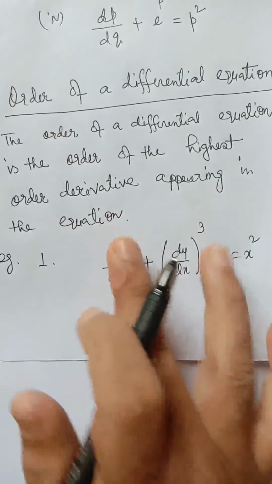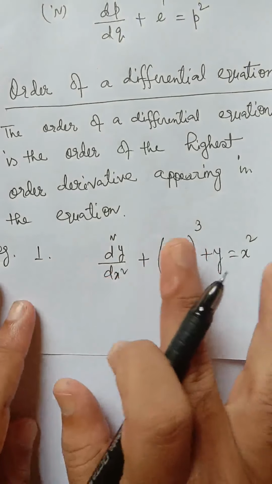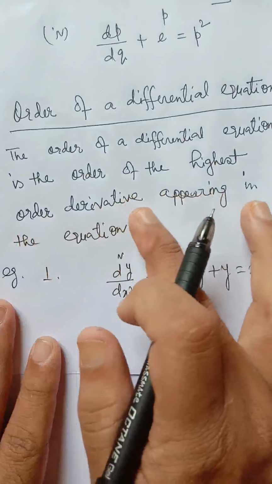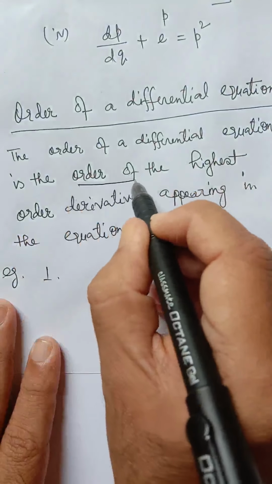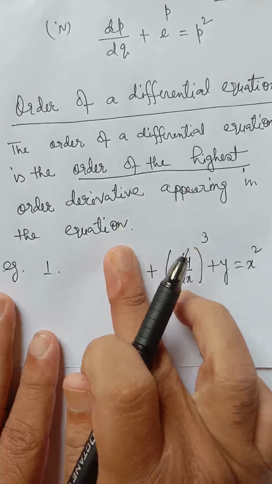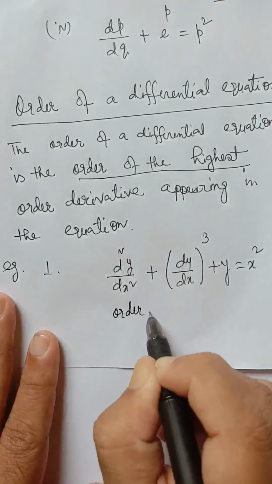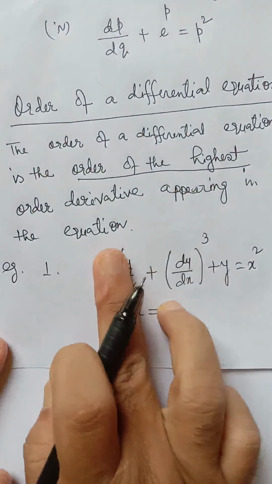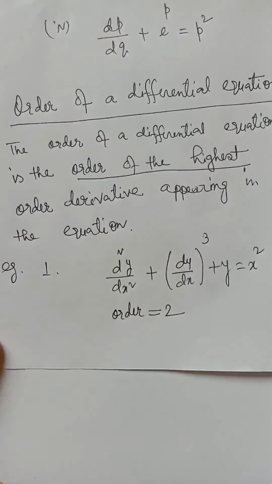So the order of the differential equation, again I am explaining, is the order of the highest order derivative appearing in the equation. This is first order derivative, this is second order derivative. The highest order derivative is second order derivative. The order of the differential equation will be 2. The order of the highest order derivative is called the order of the differential equation.